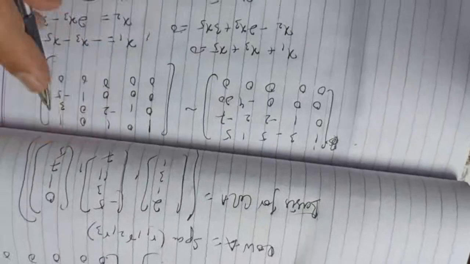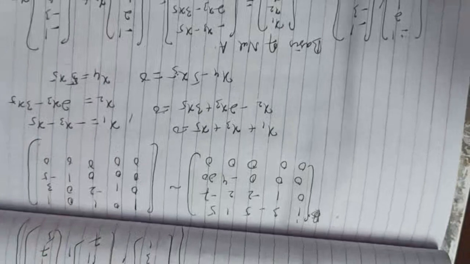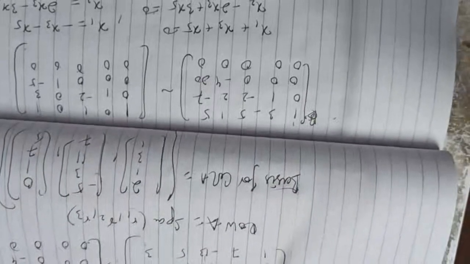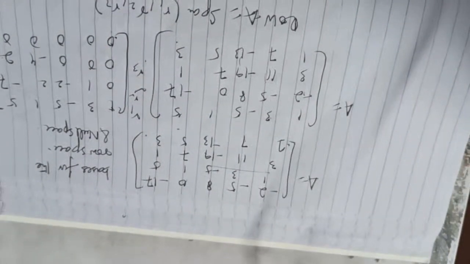Right, now we can see here that the dimension of the column space is 3, and the dimension of the null space of A is actually 2. So which comes out to be 3 plus 2, which is equal to 5. And you can see here, okay.